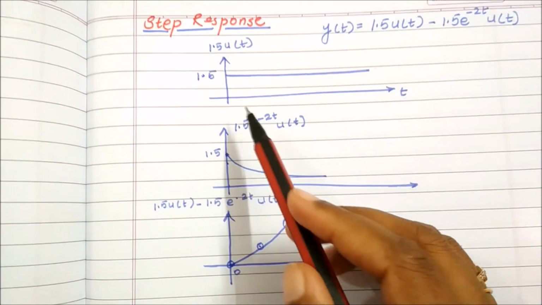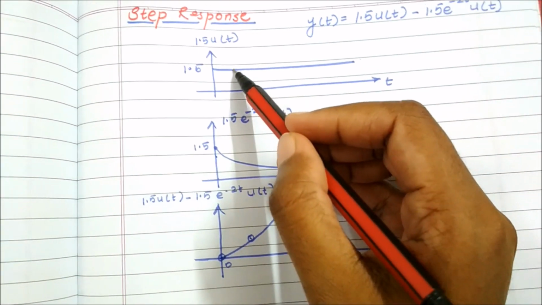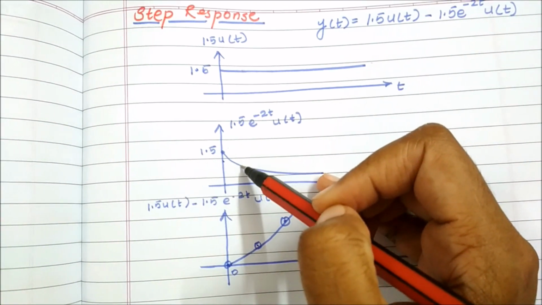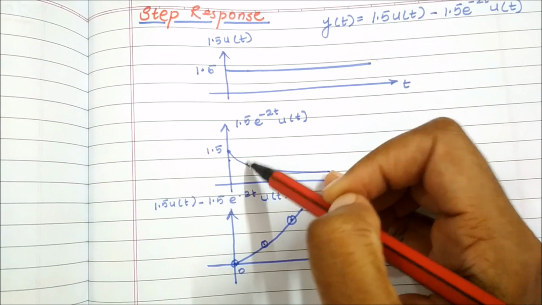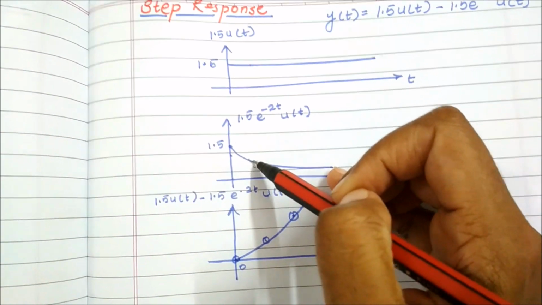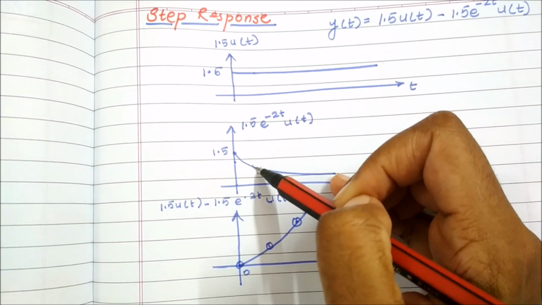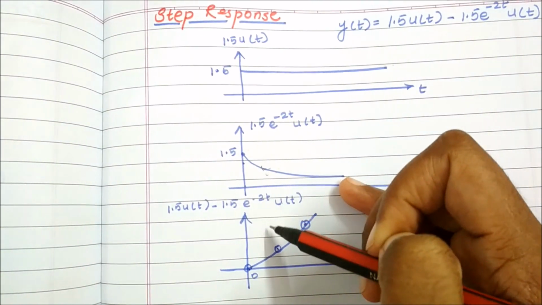Starting point is 0. Next, take some random point. Take a random point. Say this point. Say the value here is what? 1.5 से कम ही होगा ना, तो let's say 1. So इधर 1 है और इधर कितना? इधर कांस्टेंट है 1.5. So 1.5 minus 1. 1.5 minus 1 will be 0.5.